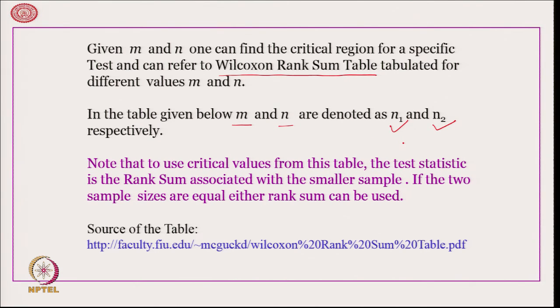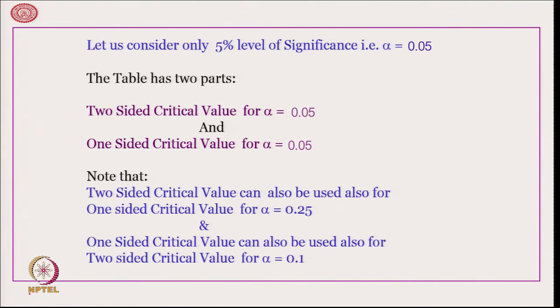Note that to use critical values from this table, the test statistic is the rank sum associated with the smaller sample. If the two sample sizes are equal, then either rank sum can be used. The table that I am showing you has been taken from this source. Before we see the table, let me tell you something.